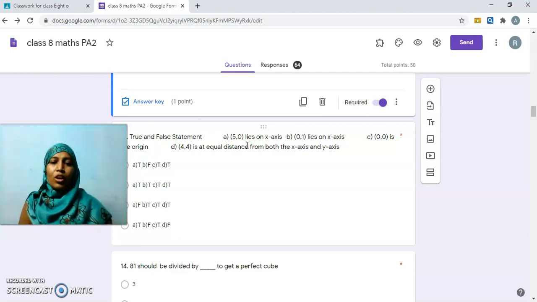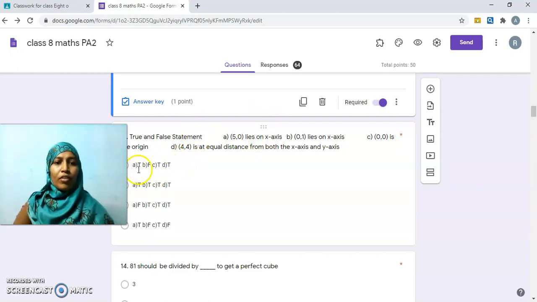It's true. Now, come on, 0, 1. Will it lie on x-axis? 0 is x coordinate, 1 is y coordinate. I have moved 1 unit in y coordinate. Is it possible for that point to be in x-axis? No, it is false. So, whenever we have true, false, these 2 options, A or D option, this is going to be first option or last option is going to be correct.